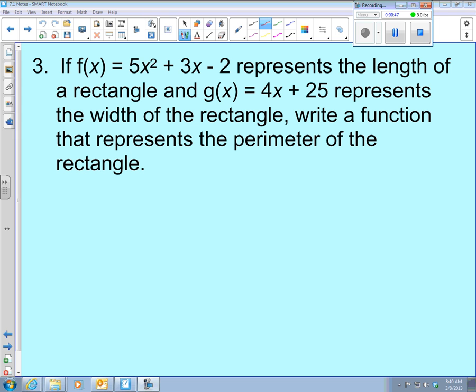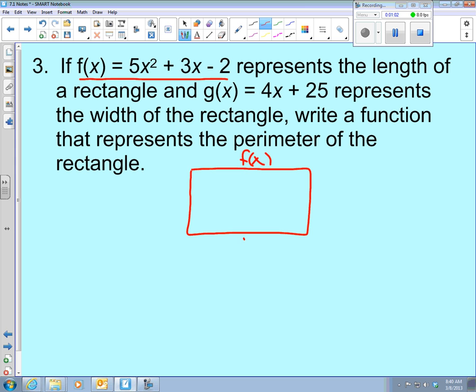Well, definitely you should draw a rectangle and label it. Now, it's not numbers or constants per se, it's functions. It says f of x here, this whole thing represents the length. I'm just going to put a little f of x here and here. And I know it's 5x squared plus 3x minus 2, but we don't need to write all that. We can just write f of x. And then g of x is the width.